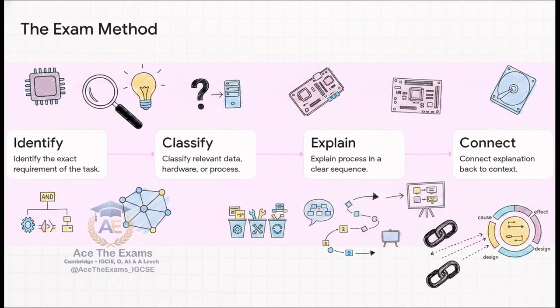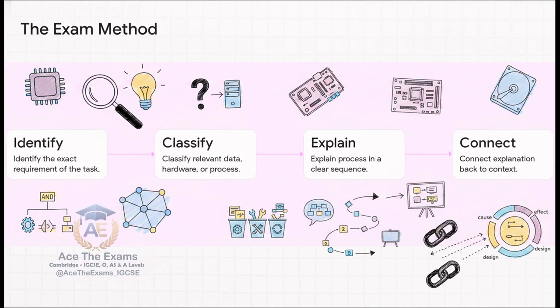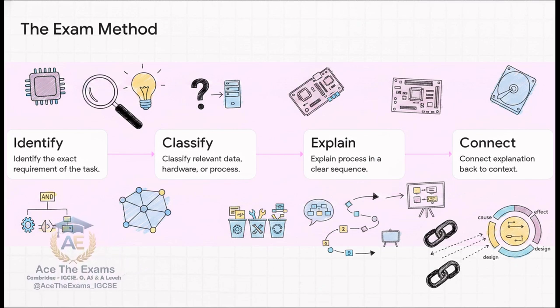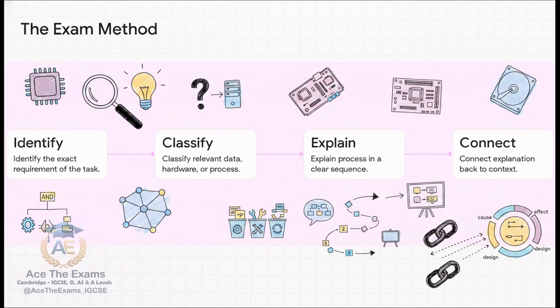Step 2. Classify the components involved. What specific data, hardware, or process are we dealing with? Step 3 is vital. Explain how the process works in a clear, logical sequence. Imagine you are explaining it to another learner who needs to follow it step by step. Don't skip steps assuming the examiner knows what you mean.